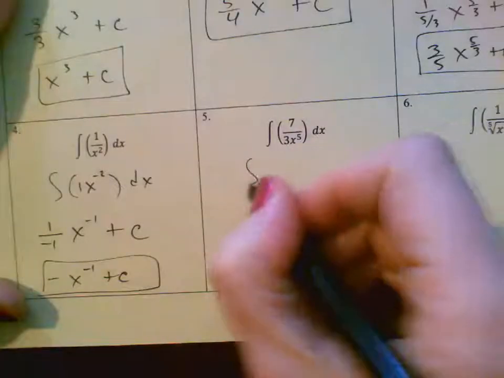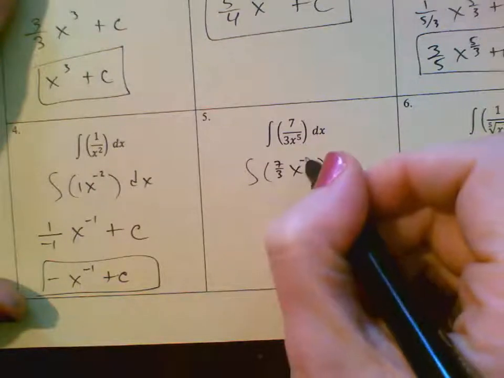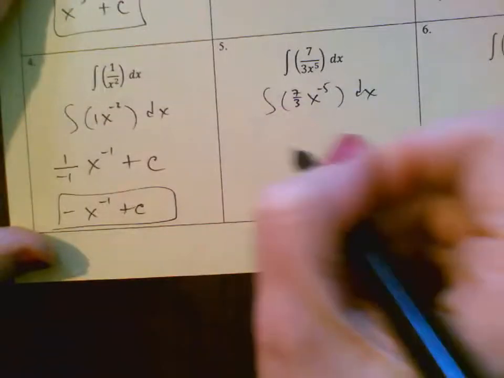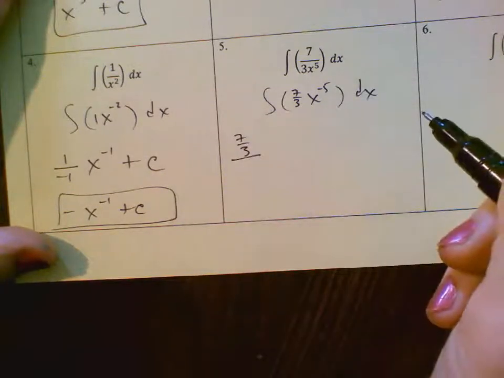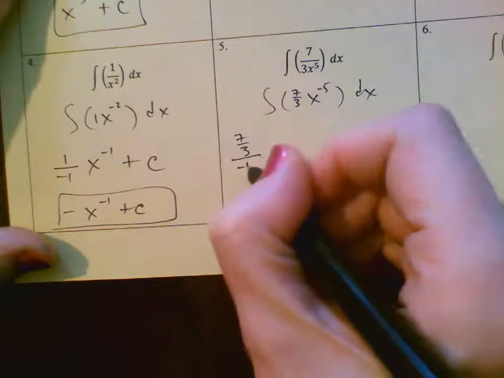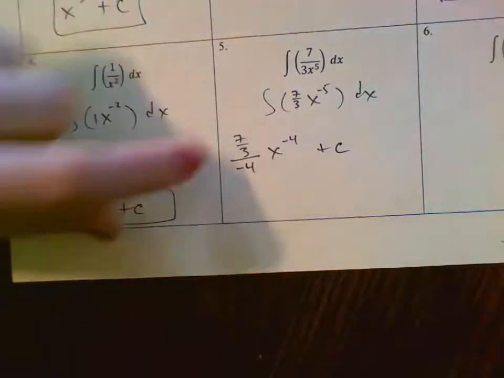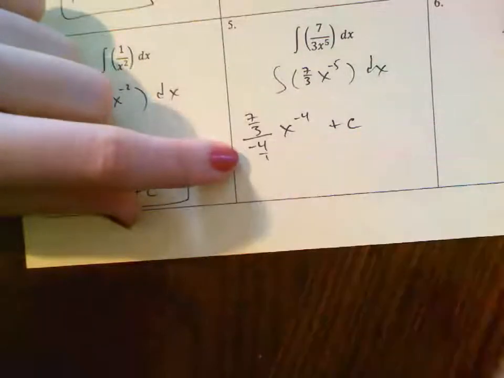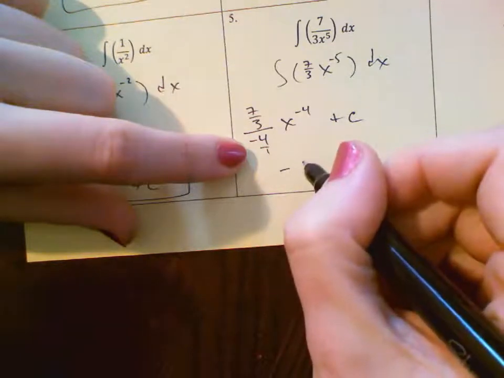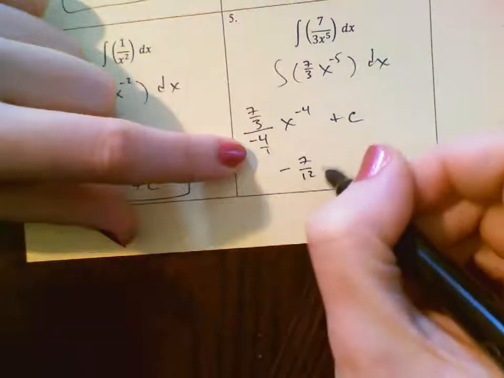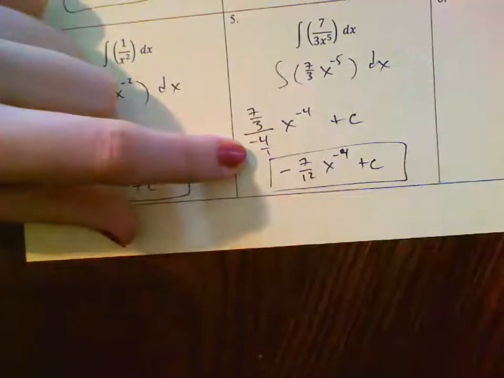All right, again, not of the form that we want, so I can write 7/3 x to the -5th. So it's going to be 7/3 divided by -5 plus 1, which is -4, x to the -4 plus c. All right, and then keep, change, flip on this. Keep, change, flip, and you get -7/12 x to the -4 plus c.